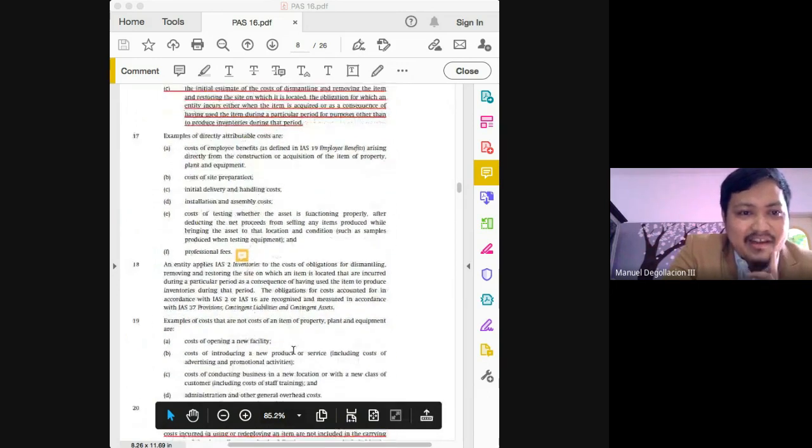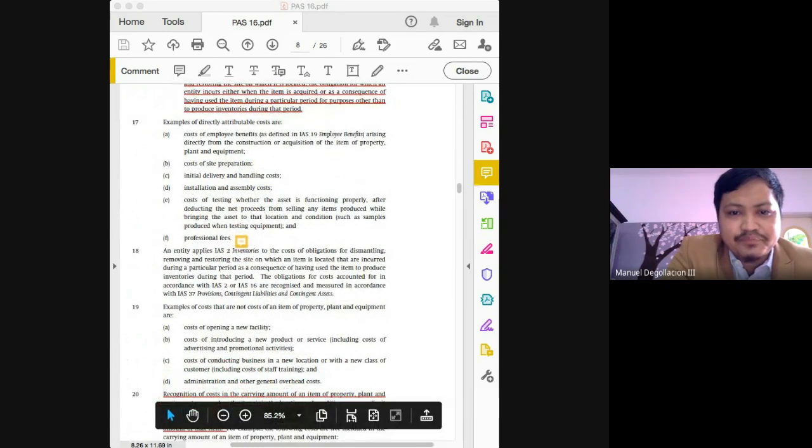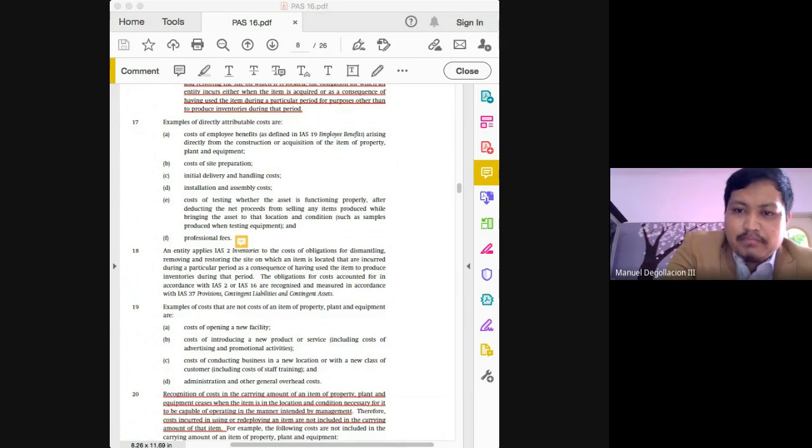17 and 19 here, class, would be a good source for a multiple choice question. Which of the following shall be part or not part of the cost of your PPE? Okay, so you have here examples of directly attributable cost. Cost of employee benefits. So if you are constructing your own asset, the salaries given to the employees working on the asset will be part of the cost of the asset. Cost of site preparation, initial delivery and handling cost, installation and assembly cost. Okay, and this should make sense because these are necessary in bringing the asset to its intended use, location, and condition.